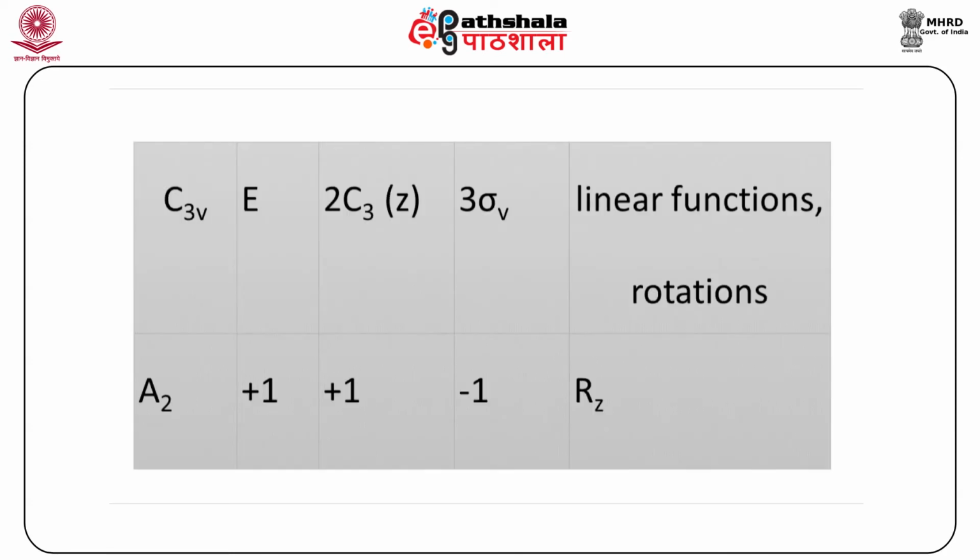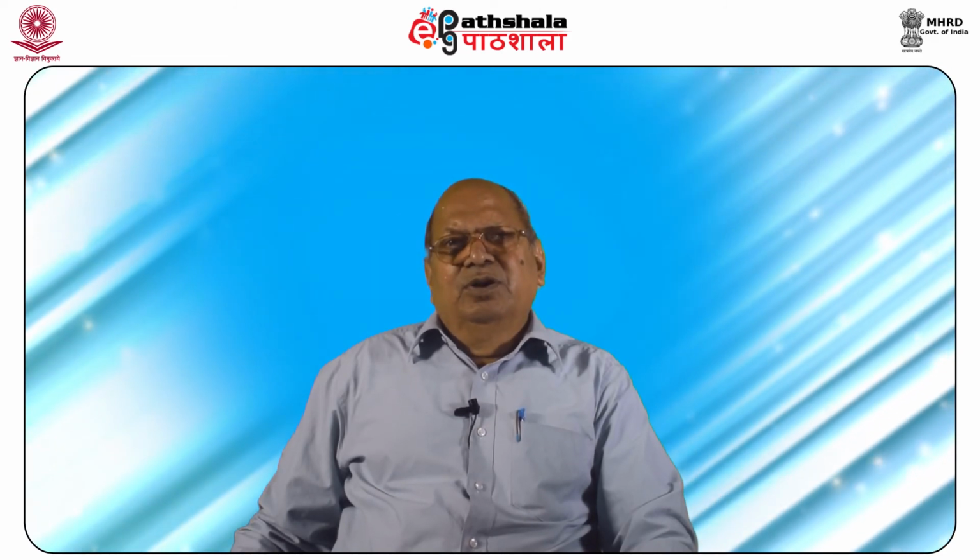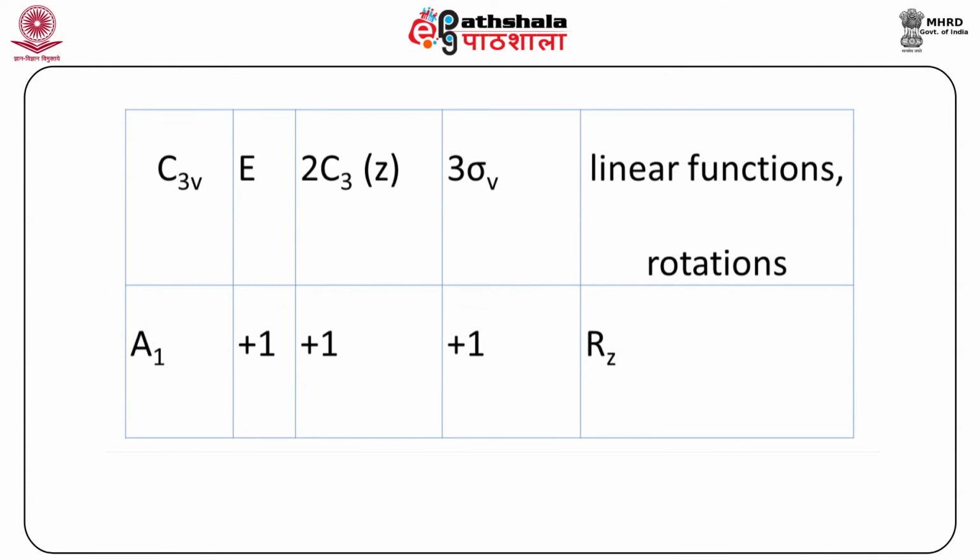The Rz vector is the basis for A2. Look at the partial character table, at the A2 irreducible representation, for which I have plus 1, minus 1 as the characters. Against that there is Rz. Z or Tz vector is the basis for A1. Again look at the character table, the partial part is A1. Before that I have Rz.